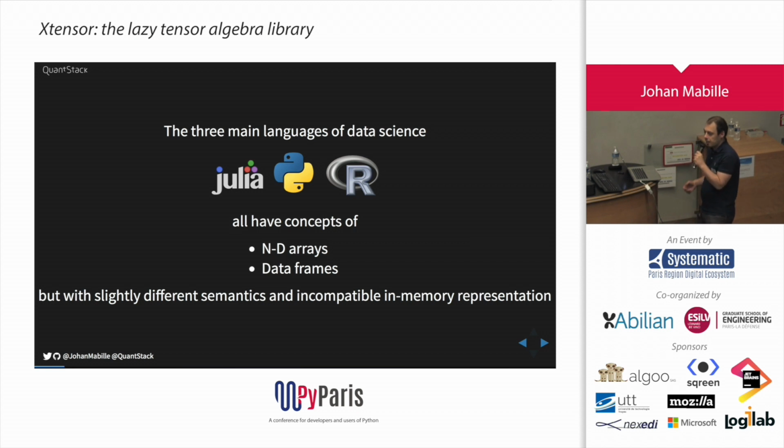Now the problem is that they don't interoperate very well. I mean, they have slightly different semantics. They have incompatible in-memory representations. And so it's complicated to instantiate, let's say, some data frame in R and work on it and pass it to another piece of software that is written in Python or Julia.